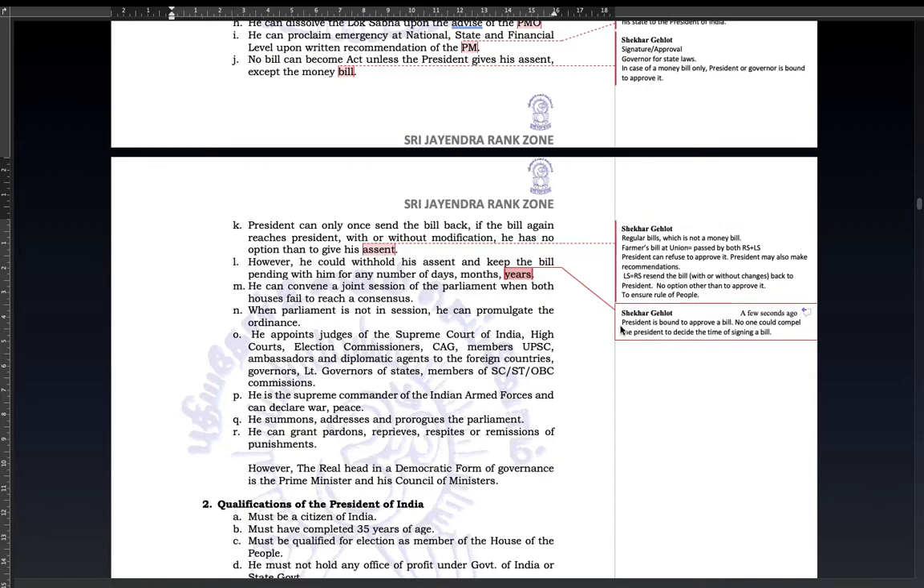But the only way out for the president here, if he does not wish to approve this bill, is that he cannot refuse to sign, but he can withhold. Okay, he can take his own time. He may decide to sign it after some months or after some years. We cannot compel the president of India to sit and sign the bill right away. Okay, so this is the only power which the president has in relation to the ordinary bill. In relation to the money bill, the president cannot take his own time like this. He'll have to sign it within some days.